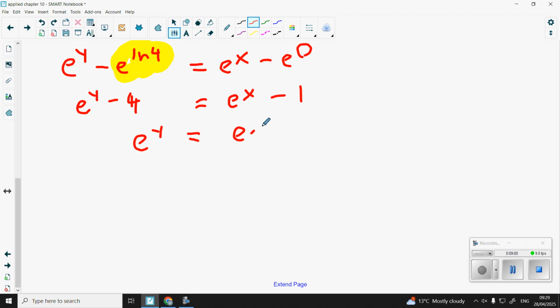And then bring it over to your side, and we get e to the y is e to the x plus 3. Now, the problem is y is in the power position. How do you get rid of that? Anybody remember?